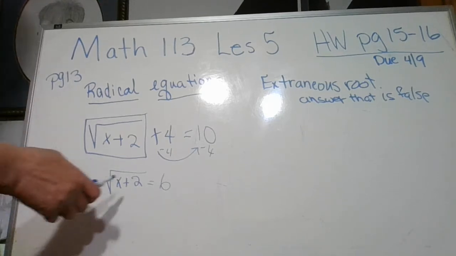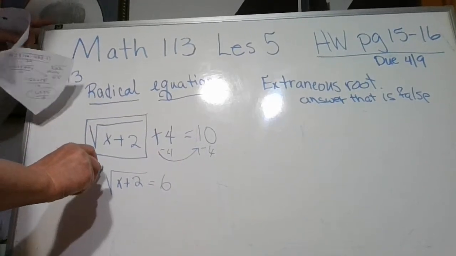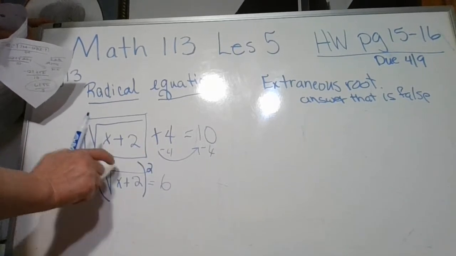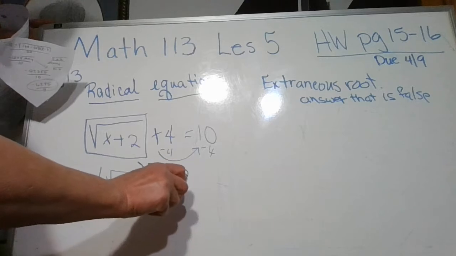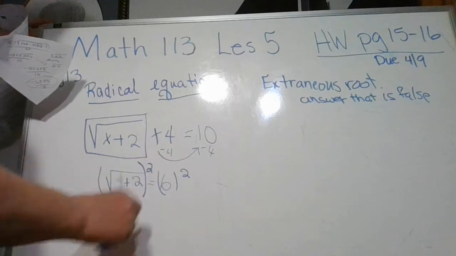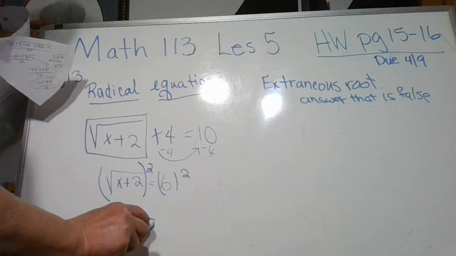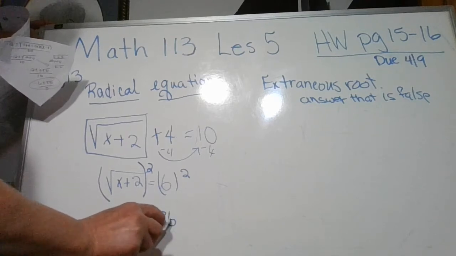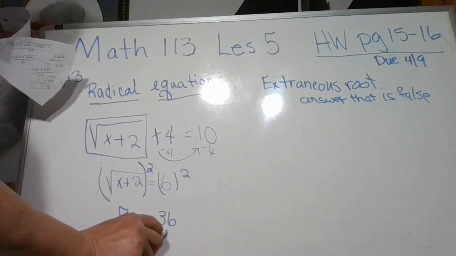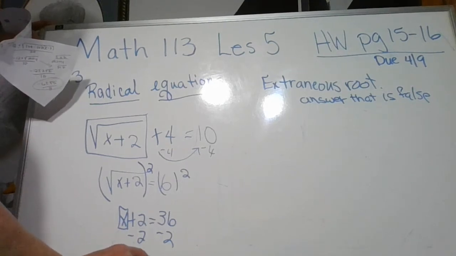So to solve them, when you get the radical expression on one side and all the numbers on the other side, you square both sides, or cube, whatever number goes in here for the index. All right, so when you square this, the square root of a number times itself is just that number. So x plus 2 comes out from under the radical sign, and 6 times 6 is 36. I need to isolate the x, so I subtract 2 from both sides, and x is equal to 34.